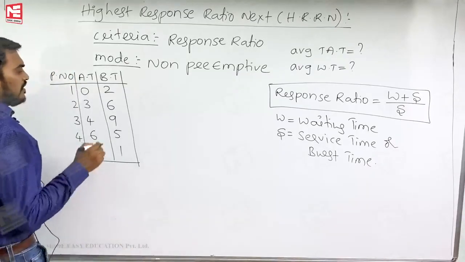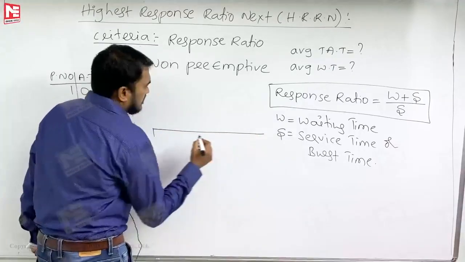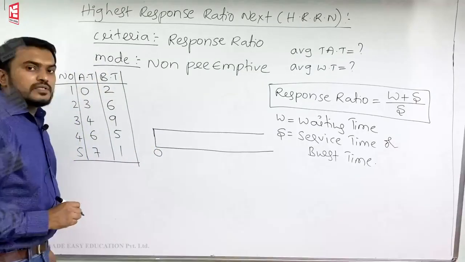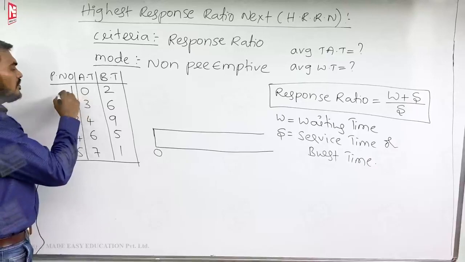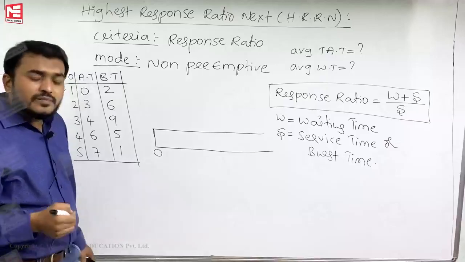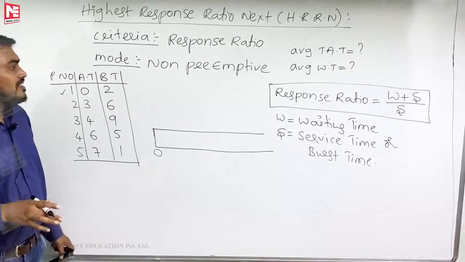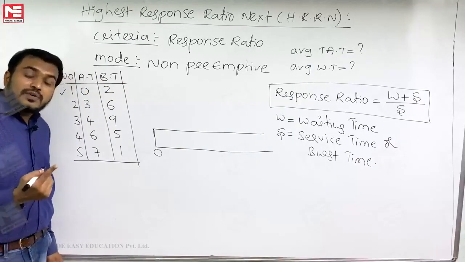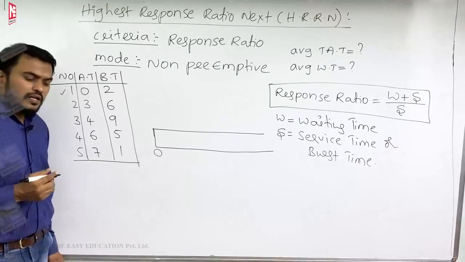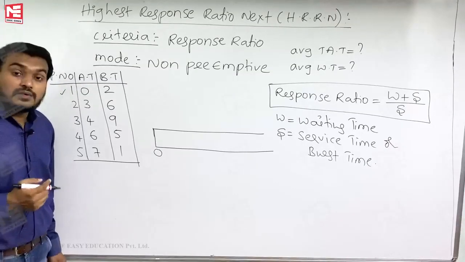Now understand here. First, as usual, time always starts at 0. So at the time 0, which process is available? Only P1 is available. Now understand here, the criteria is the response ratio. It means when more than one process is ready for execution, the decision of selecting the process will be done based on the response ratio. Whichever has the highest response ratio will continue the execution. Is that clear? So that is the meaning of that.